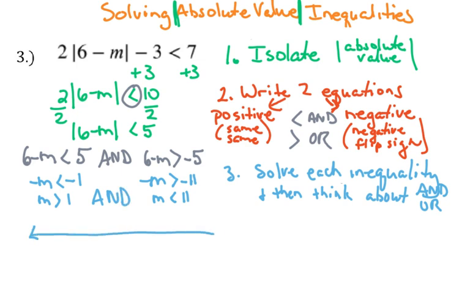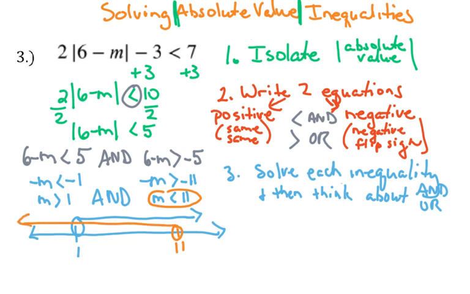Well, if I were to graph these, the left side is saying that m needs to be greater than 1. The right side is saying that m has to be less than 11, and we want an and situation, so our answer really will be this part, the overlap in here. So our solution will be that m is between 1 and 11, or in interval notation 1 comma 11 with parentheses.